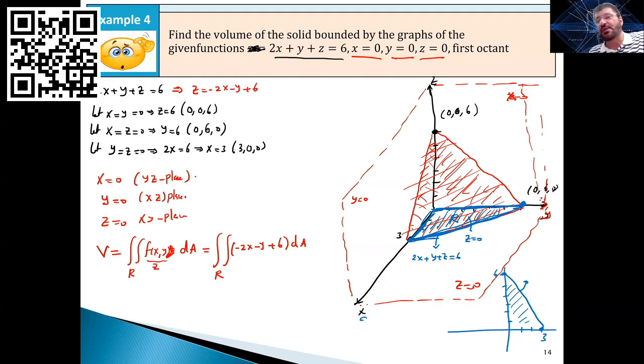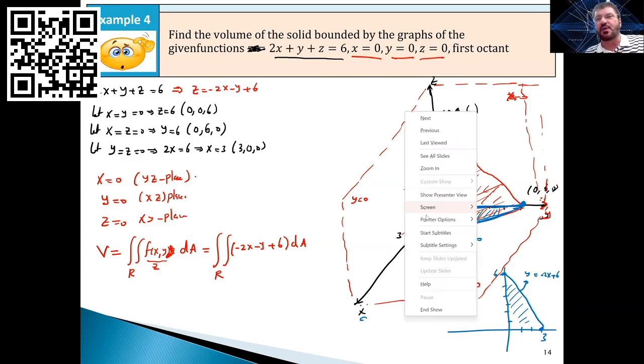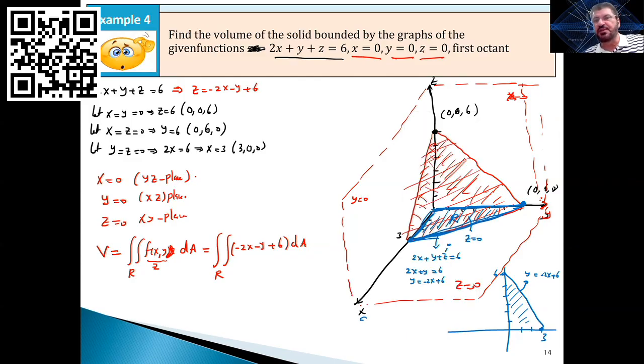So I need to find this one, but we know here that z is equal to 0. So what do we have? We have 2x plus y is equal to 6. Move this to the other side, so y is equal to what? Negative 2x plus 6. So this is y equal negative 2x plus 6. We got this side. So now I'm going to treat this one as a region of type 1.